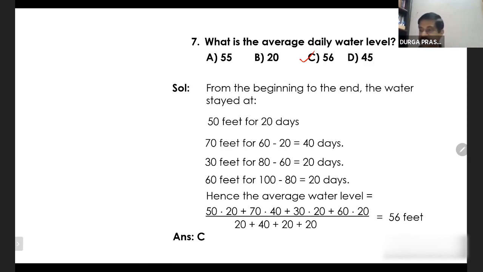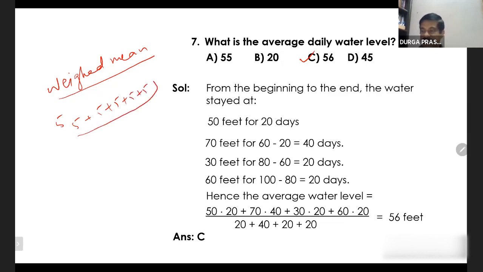Right, children? So this is weighted mean. If there is repetition, we'll bring weighted mean into the picture. The repeated terms are added. Like let's say 5 is repeated 5 times. So you need to take 5 plus 5 plus 5 plus 5 plus 5. Or otherwise 5 into 5. So that's what we are doing. Instead of adding 50, 50, 50 like that 20 times, we are taking 20 into 50. This is how we need to work on.